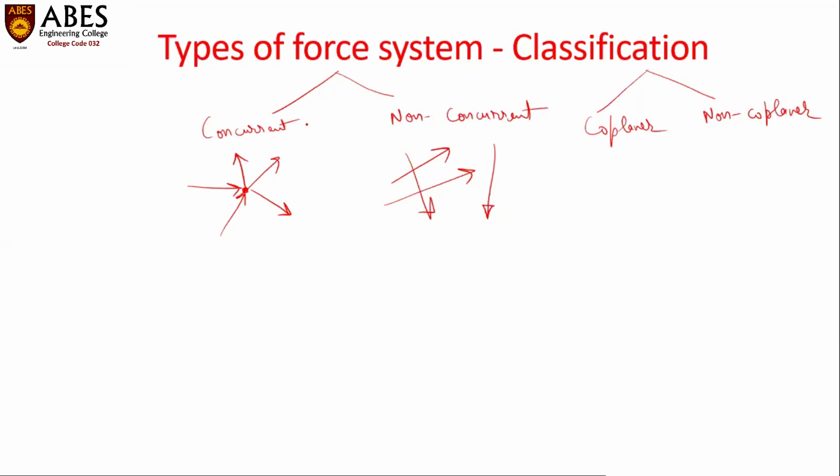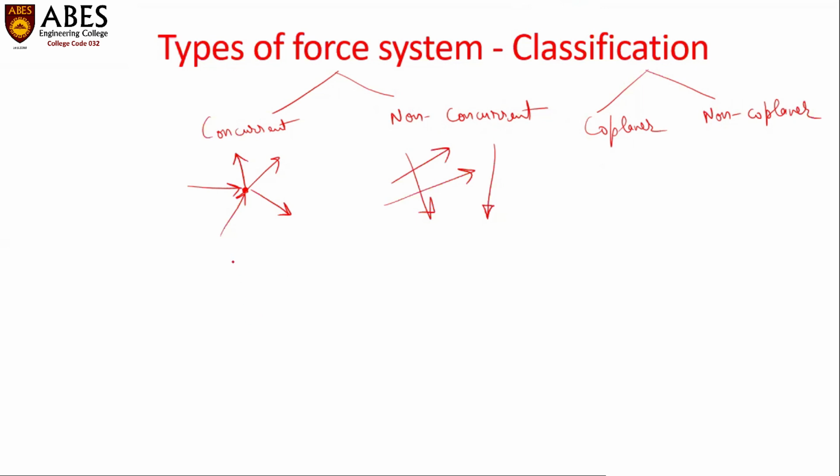So there may be some combinations of these types of force systems. It may be a coplanar concurrent force system. It may be a coplanar non-concurrent force system. Another may be a non-coplanar concurrent force system, or a non-coplanar non-concurrent force system. So in this way, various types of force systems are possible.